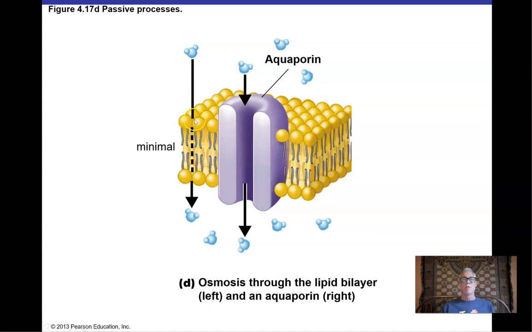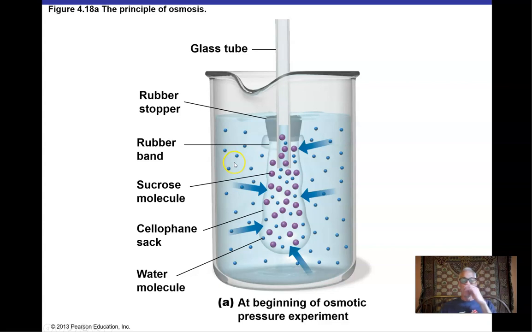The heads of these phospholipids are charged and they're hydrophilic. They love water and water sticks there, but it doesn't cross easily into the cell. But the aquaporin lets it pass right through.